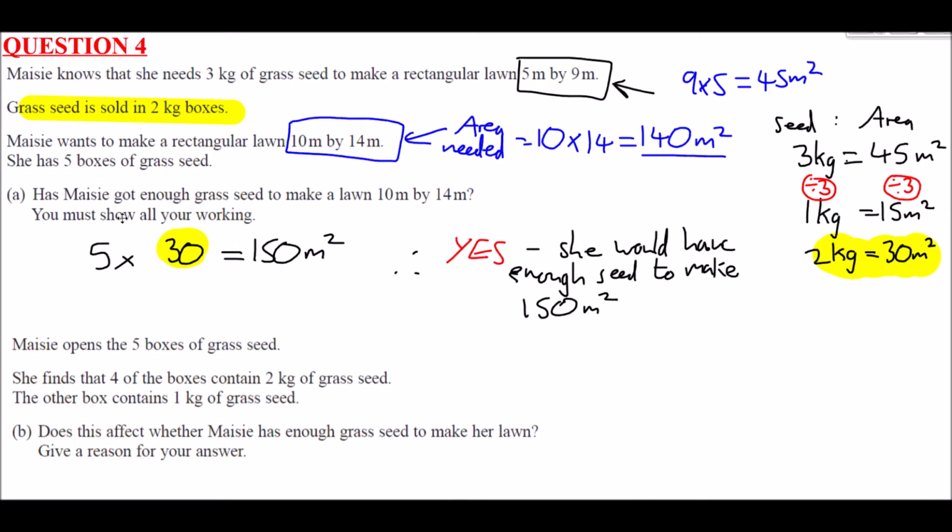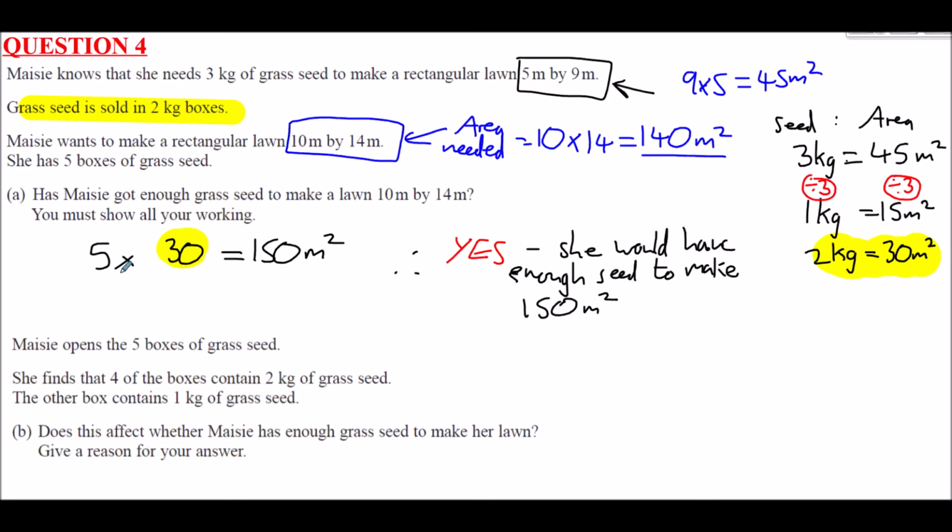Part B is a slightly weird one to get your head around. What it says here, first of all, is Maisie opens 5 boxes of grass seed. She finds that 4 of the boxes contain 2 kilograms of seed. Fair enough. The other box contains 1 kilogram of grass seed. Does this affect whether Maisie has enough grass seed to make her lawn?